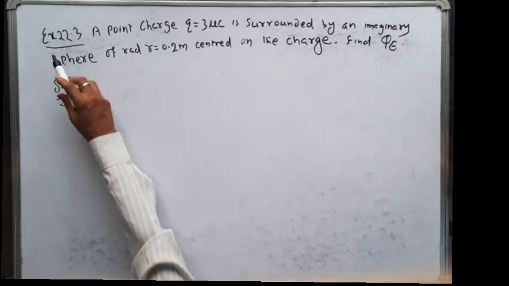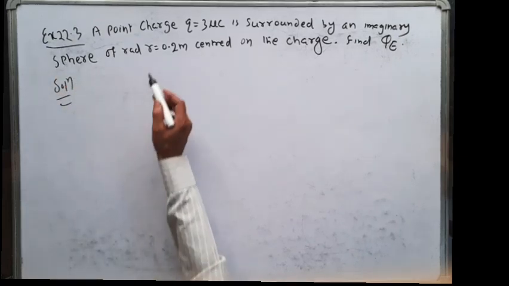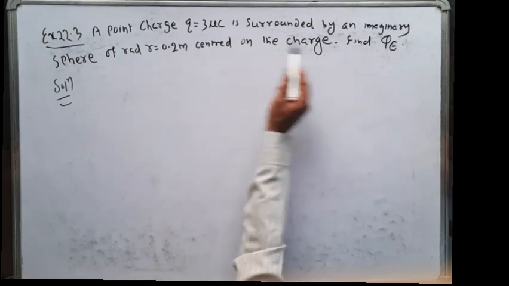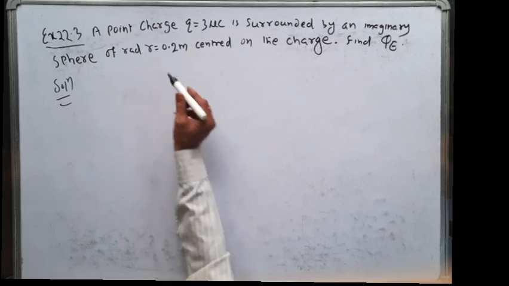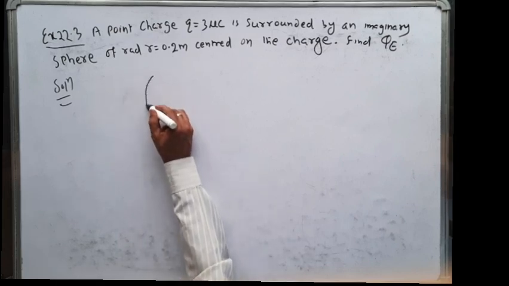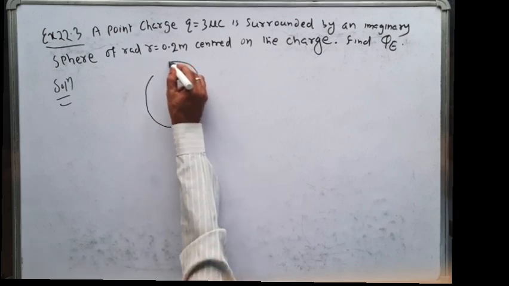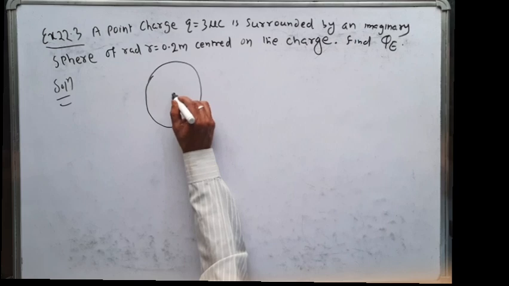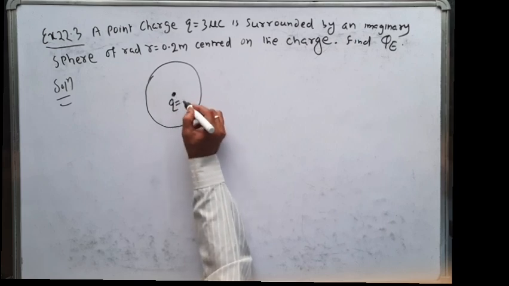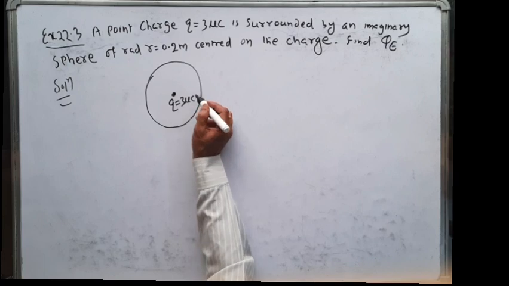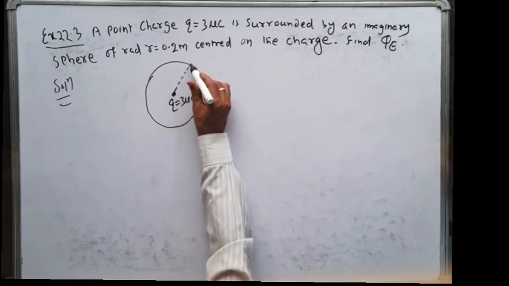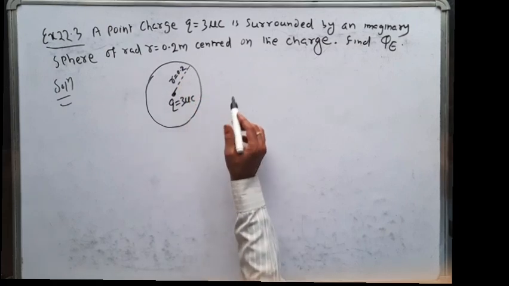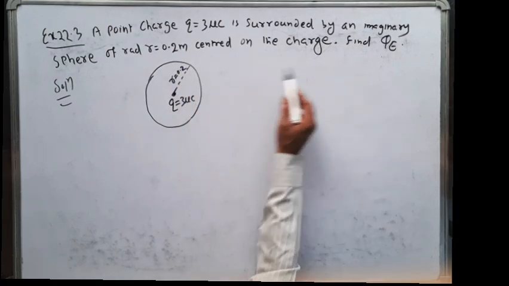You see, let us discuss example 22.3. A point charge Q of 3 microcoulomb is surrounded by an imaginary sphere of radius 0.2 meter. Suppose this is a sphere, not a circle. This is a 3D figure. So at the center there is a charge Q. What is the value? 3 microcoulomb. And you take an imaginary sphere of radius r, which is equal to 0.2 meter. So the question is, what is the flux through this surface?